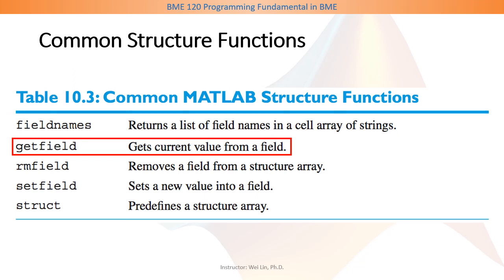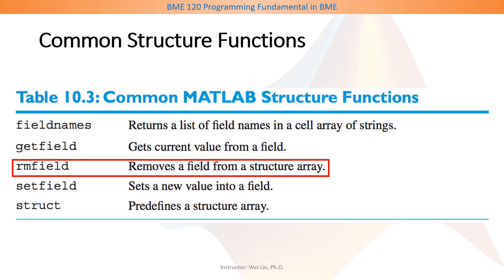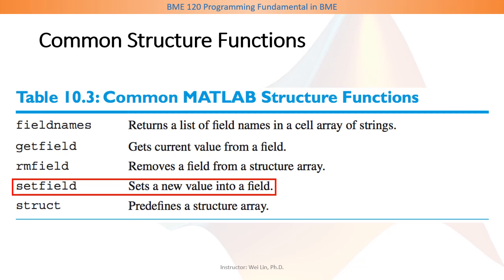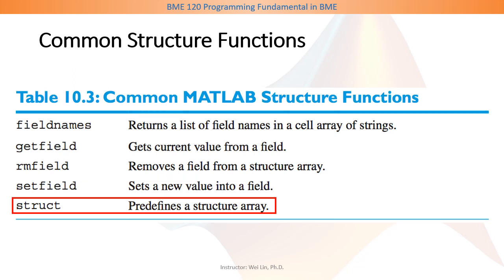The next function is called getfield. It will take the field name as a string as the input and will get you the value of that field. rmfield is to remove a field from a structure, and what it takes is the name of the field as a string as the input. setfield is to assign a new value to a field. So it will take two inputs. One is a field name as a string, and the other is a value. The last function is struct, and we have discussed it in the previous slide.